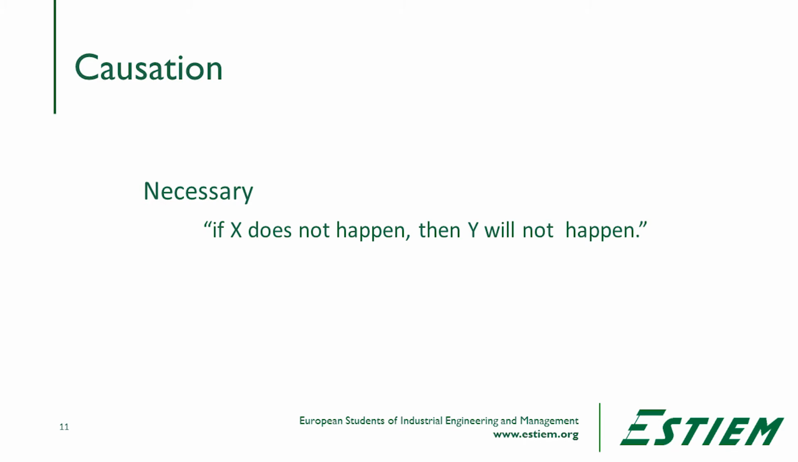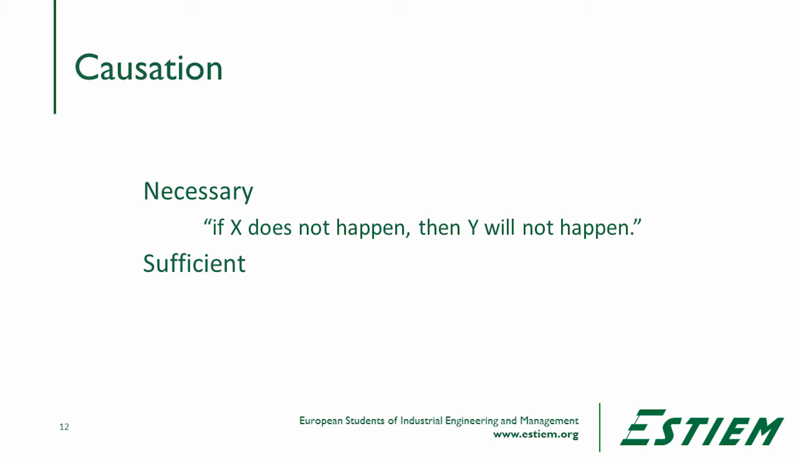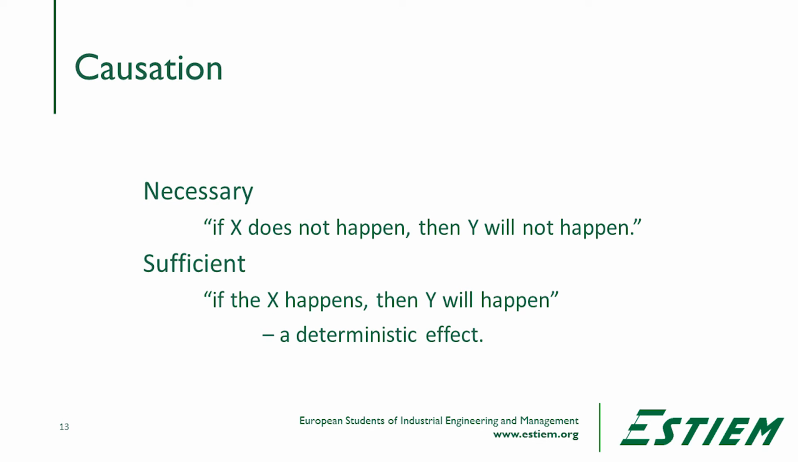A factor is a necessary cause if an effect cannot happen without it. In other words, if X does not happen, Y will not happen. There may be other things happening, but X must be there. So that's a necessary cause. A cause is called sufficient if an effect always occurs when that preceding cause is present, so that the presence of that cause guarantees the occurrence of the effect. Thus, a logical statement for this would be, if X happens, then Y will happen. That's a deterministic effect.